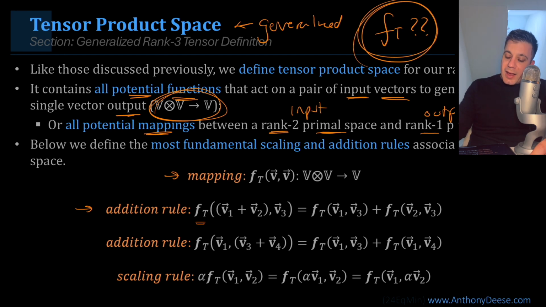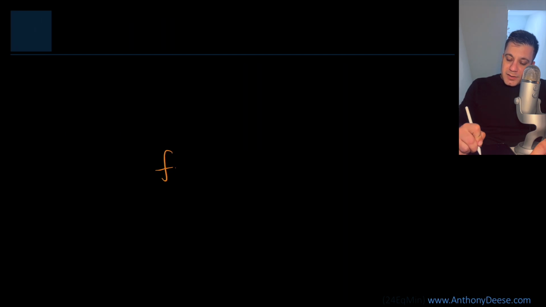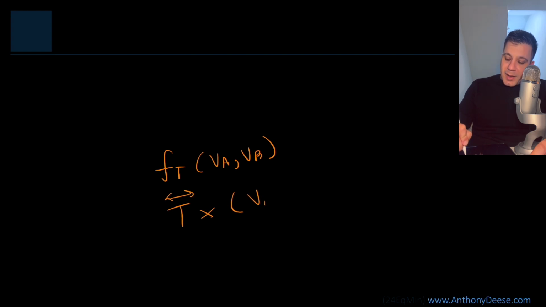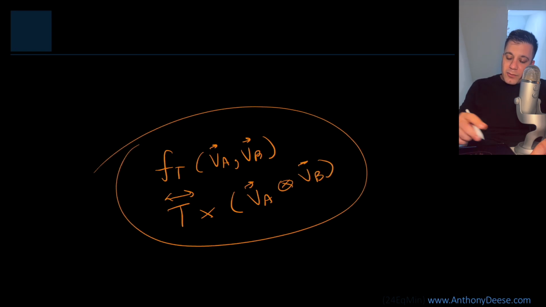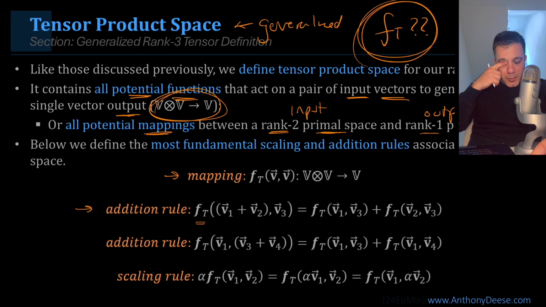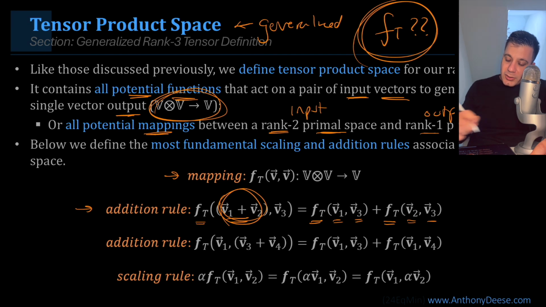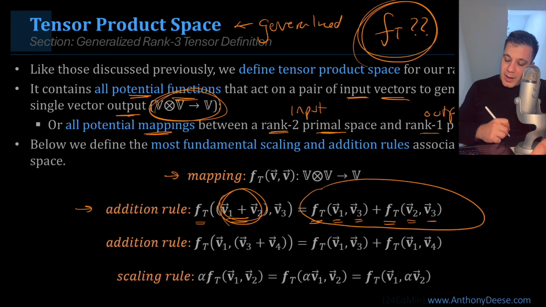So when we say f of t VA VB, that's the same as taking our tensor and multiplying it by VA tensor product VB. It just is an easier way of writing it. Okay, so we can distribute this addition and then apply our mapping 2 times with V1 and V3 or V2 and V3. So we can either sum the inputs internally or we can sum their individual outputs.